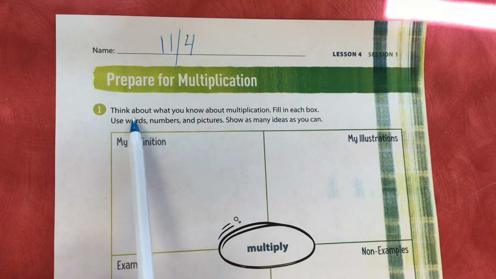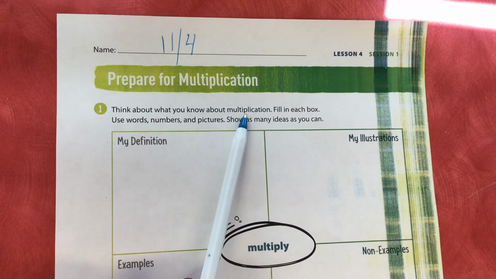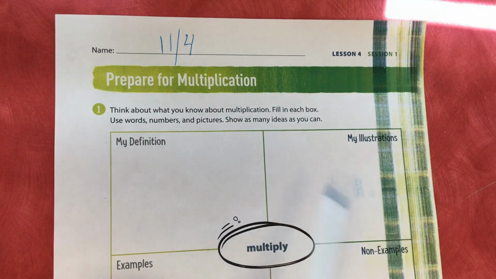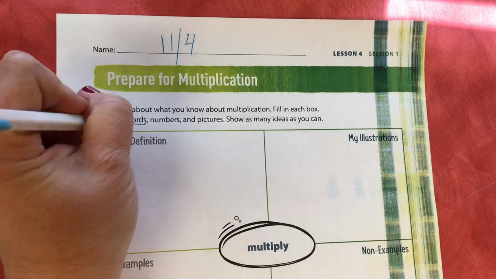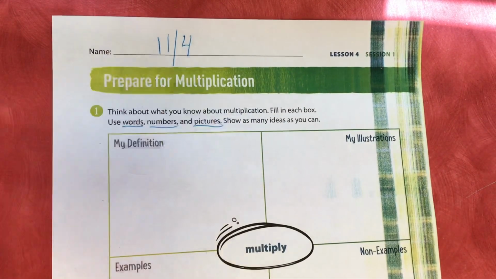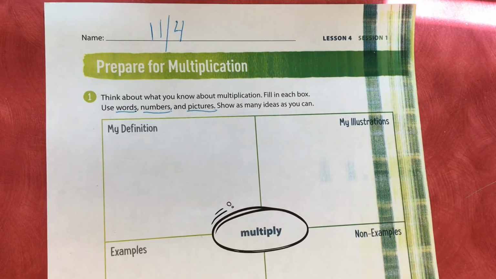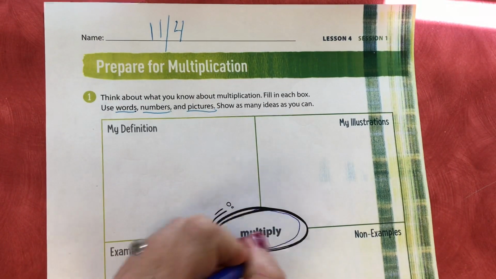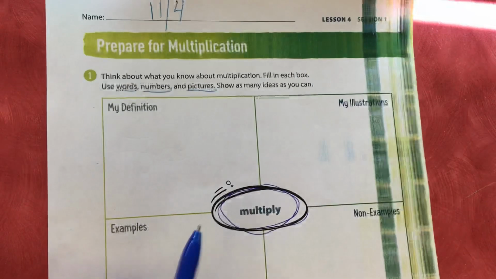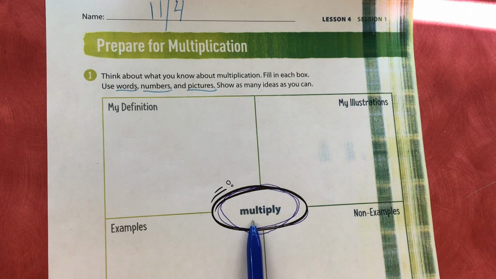Number 1 says, think about what you know about multiplication. Fill in each box. Use words, numbers, and pictures. Show as many ideas as you can. If you remember, we call this a concept map. Our concept that we're talking about is multiplication.